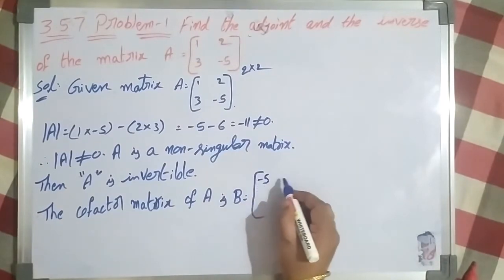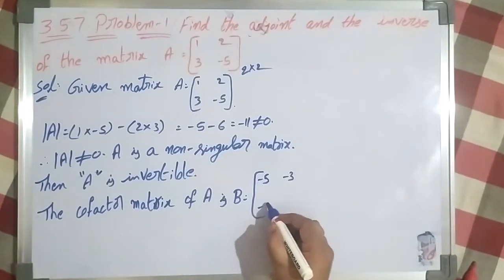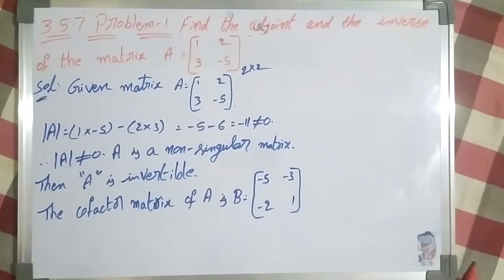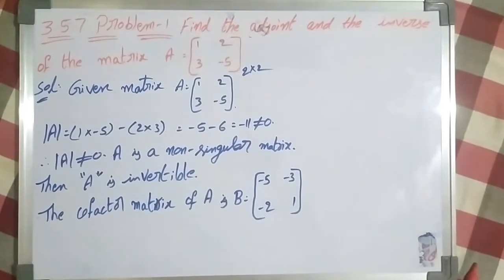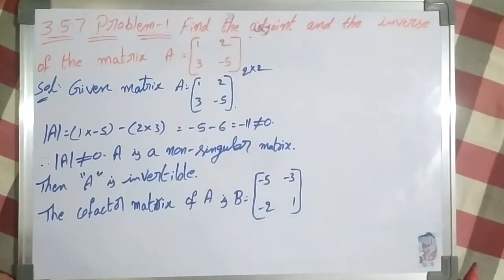minus 5, minus 3, minus 2, 1. The cofactor matrix is minus 5, minus 3, minus 2, 1.